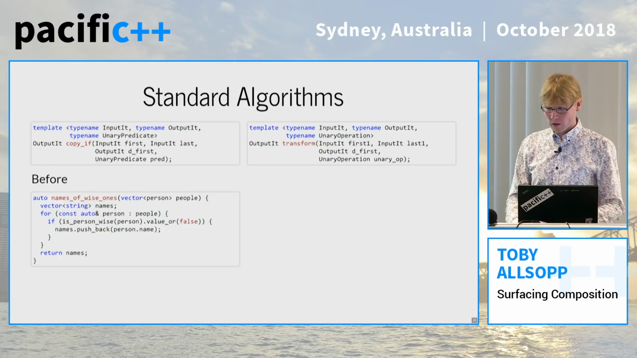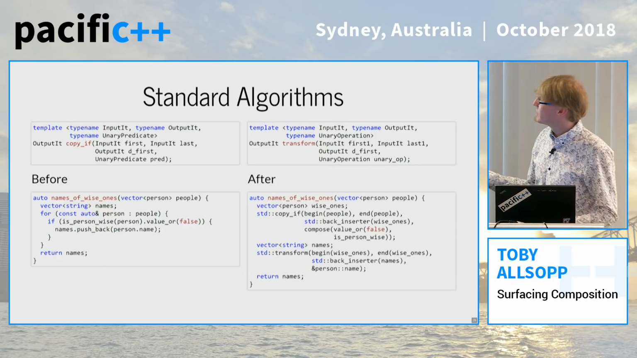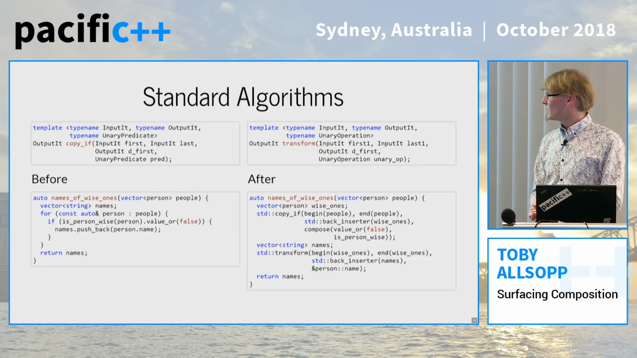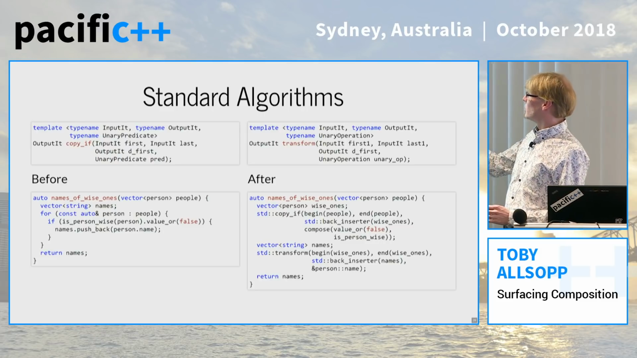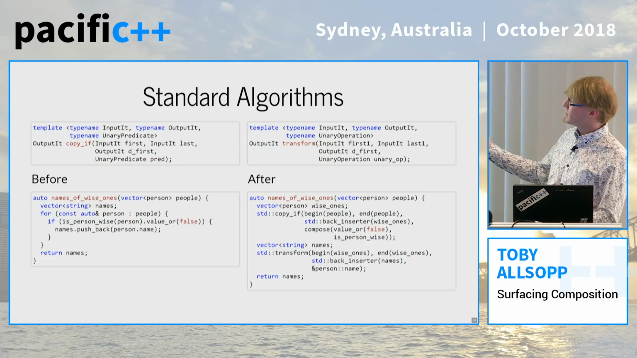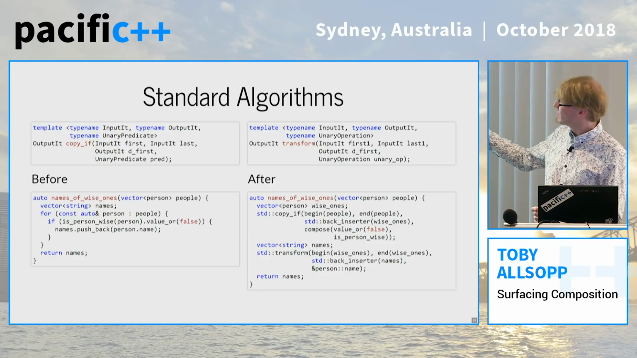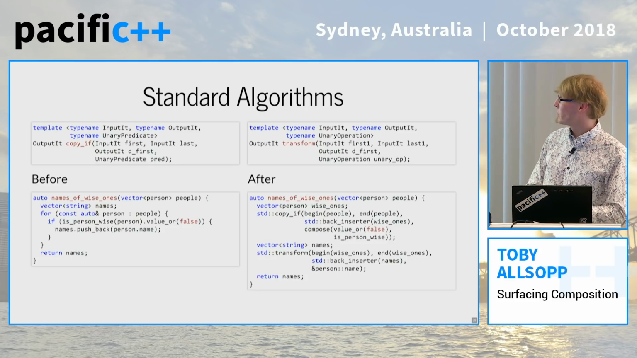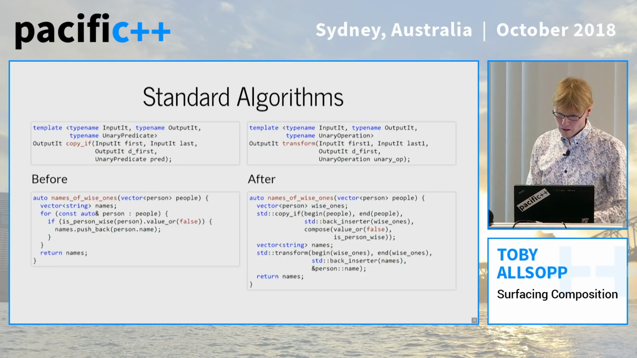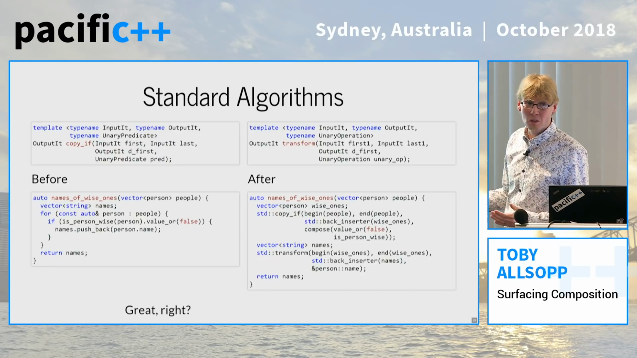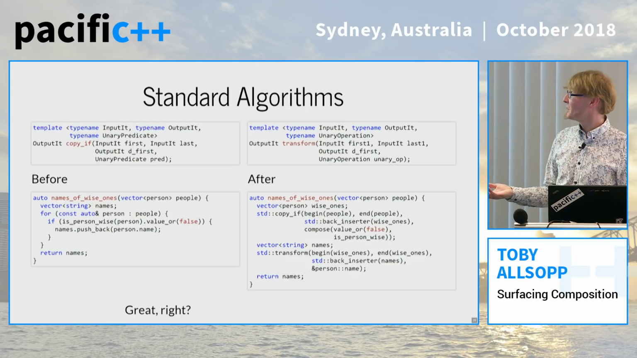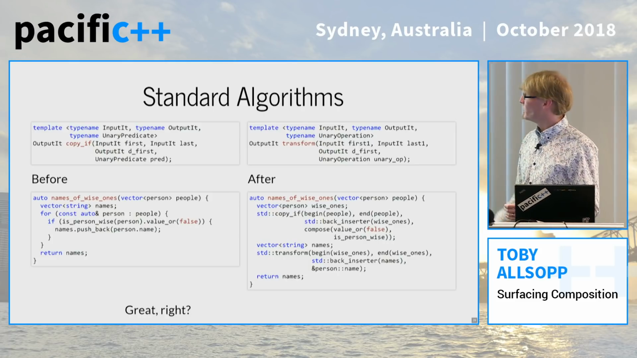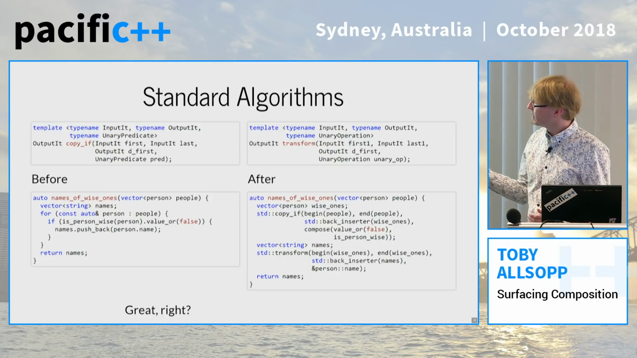So we can rewrite this names of wise ones function to use these two algorithms. First of all, we copy into a new vector all the people that are wise, and then we can copy or transform into a result vector the names of those people. So that's great, right? We've reused standard algorithms, and we've got nice, understandable code because we don't have to try to decipher what the loop is doing.